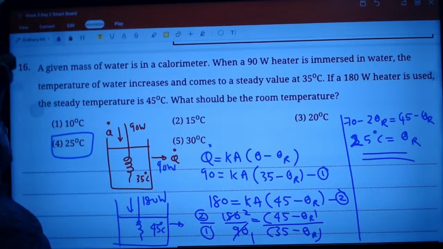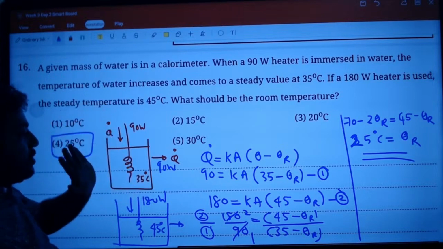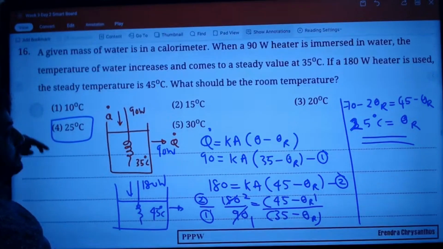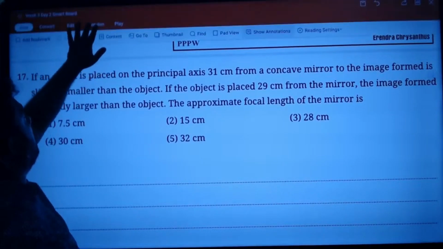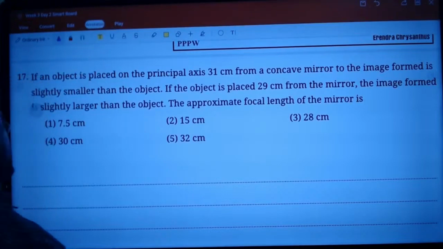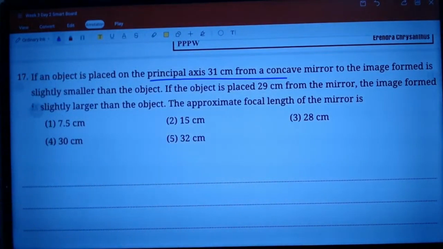Right. So remember, temperature constant means the rate at which heat is supplied and the rate of loss are both the same. Okay. An object is placed on the principal axis 31 centimeter from the concave mirror, and the image formed is slightly smaller than the object. If the object is placed 29 centimeter from the mirror, the image is larger than the object.